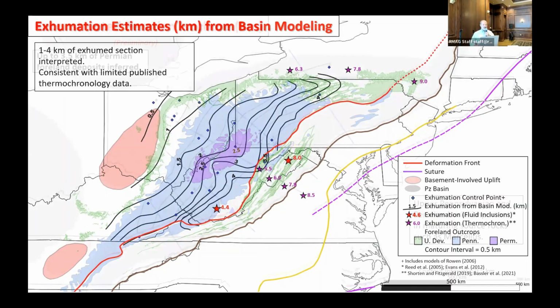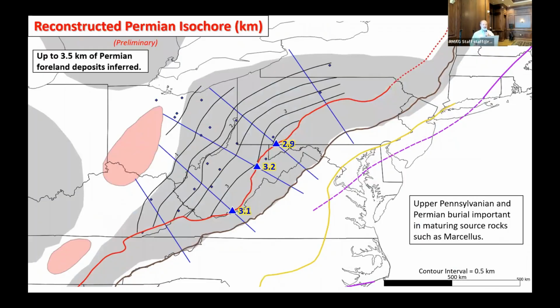And then as an example, I can make an isocore, no, I'm not on drugs, from a section that's mostly not there, by reconstructing it with the basin models. And it's got a very reasonable foreland basin kind of geometry to it.